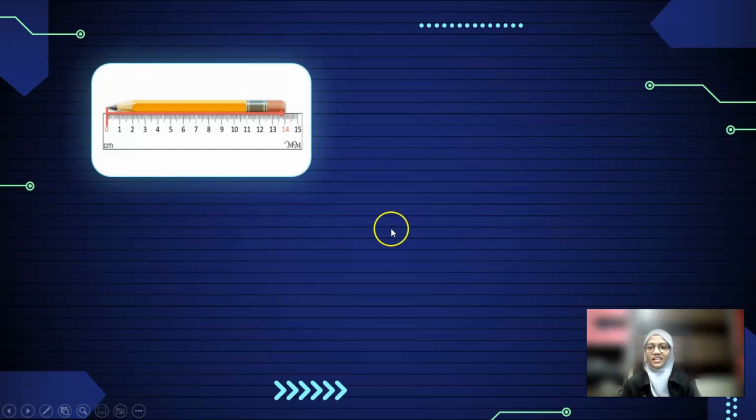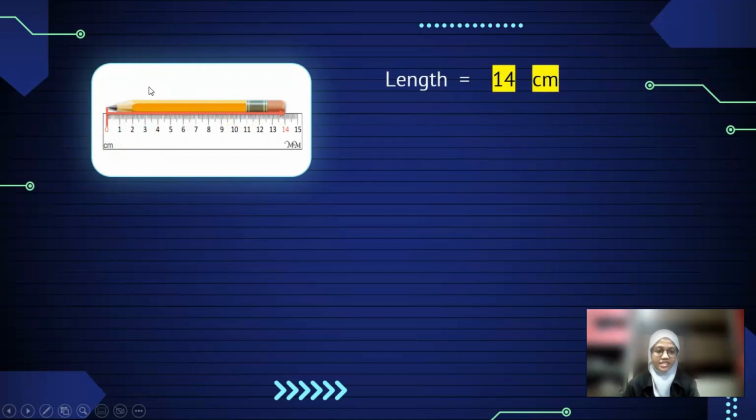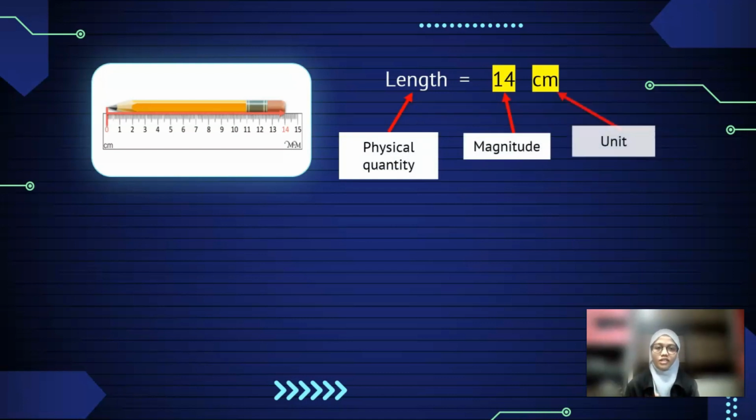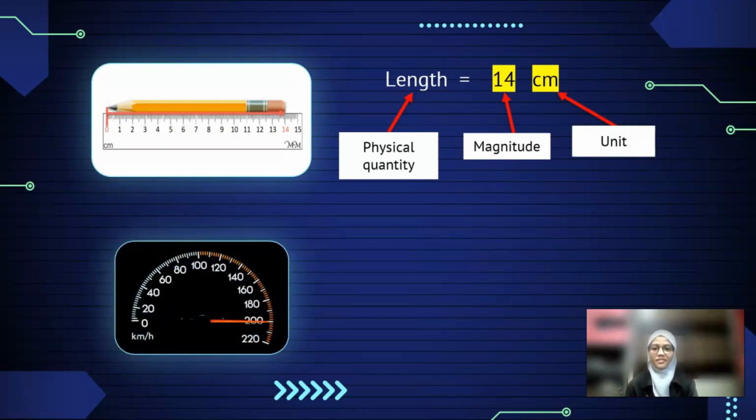Right here, we want to measure the length of the pencil. So we can say that the length of the pencil is 14 centimeters. Just now we said that a physical quantity must have magnitude and also unit. So basically length will be its physical quantity, 14 will be its magnitude, and finally centimeter will be its unit.